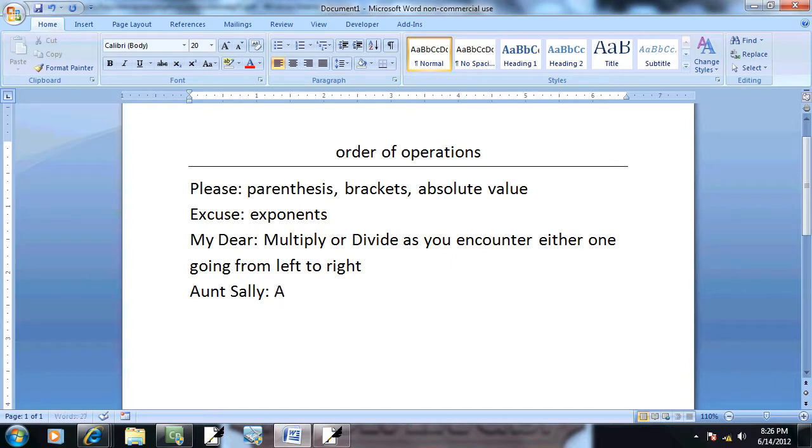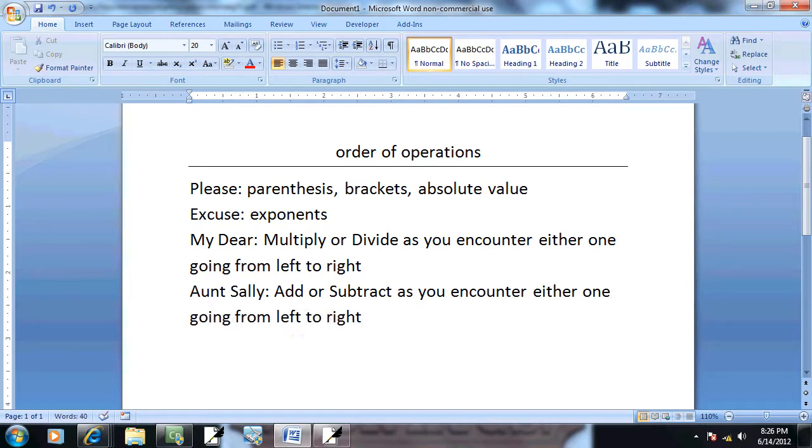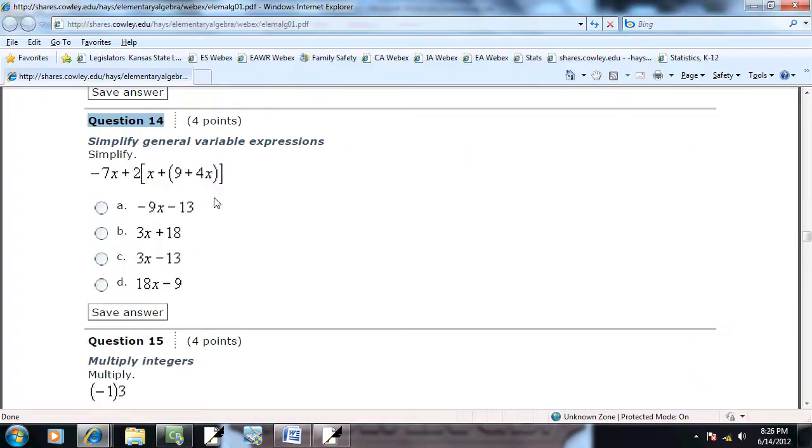And the AS, add or subtract as you encounter either one going from left to right. Now this particular one doesn't matter so much. If you do go through and do all your addition, then do all your subtraction, you'll get the same answer. But multiplication, division, you have to do it as you encounter either one going from left to right. So keep those in mind, and let's work this next problem.